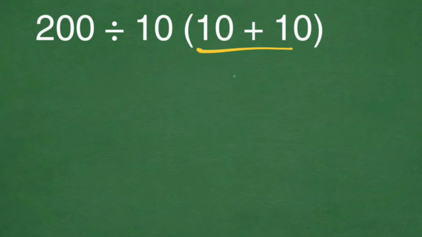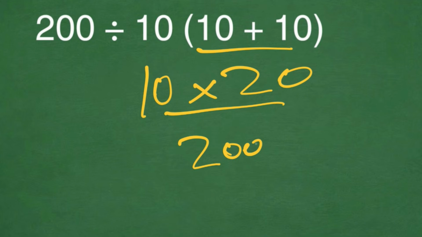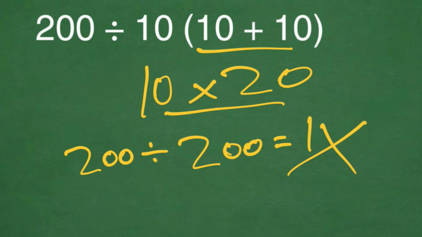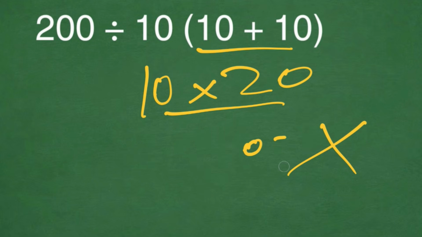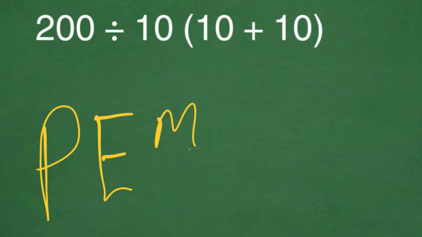10 plus 10 gives us 20, and 10 times 20 is equal to 200, and 200 divided by 200 is equal to just 1. But this answer is not correct, because according to the order of operations, PEMDAS, which I will write here, the rule PEMDAS.